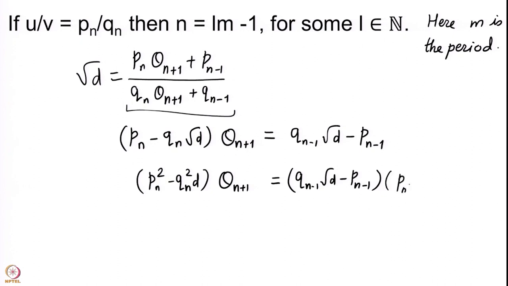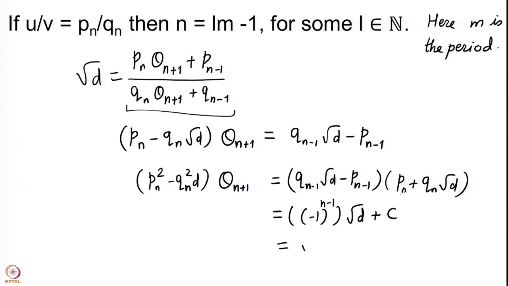into Pn plus Qn root D, which is again of the form some integer into root D plus another integer, but the integer that we get here is Pn Qn minus 1 minus Pn minus 1 Qn. So, this is minus 1 to the power n minus 1. We have already seen that n is odd. So, we get that this is root D plus C. Moreover, this is equal to 1. So, we get that this is theta n plus 1. So, theta n plus 1 is root D plus an integer.